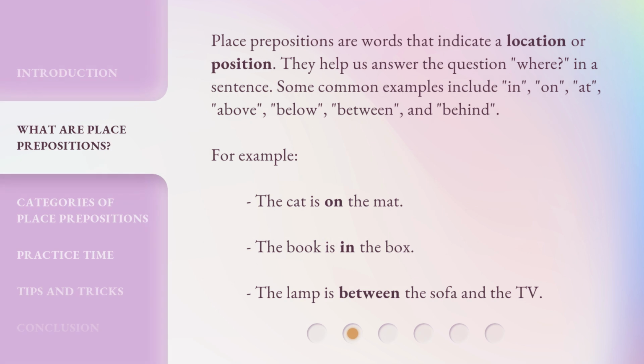Place prepositions are words that indicate a location or position. They help us answer the question, where, in a sentence. Some common examples include in, on, at, above, below, between, and behind. For example, the cat is on the mat. The book is in the box. The lamp is between the sofa and the TV.